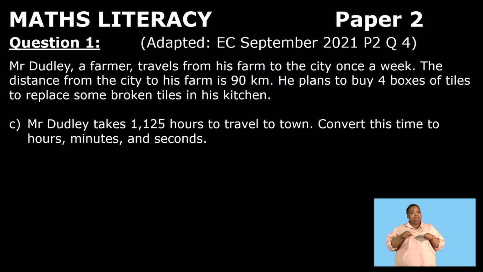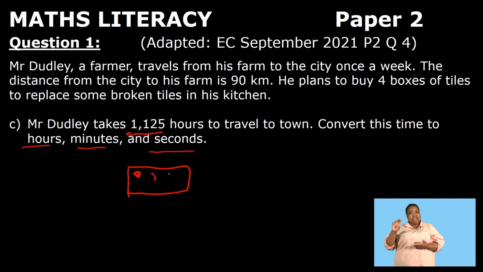Mr. Dudley takes 1,125 hours to travel to town. Convert this time into hours, minutes, and seconds. Now, I want to show you, or I want to speak about the button on your calculator. If you use a Casio, you will have a degree sign, a minutes, and a seconds.